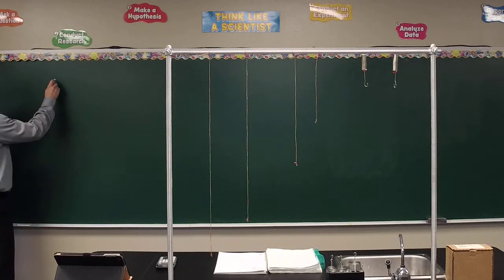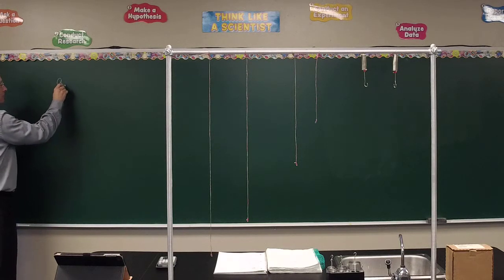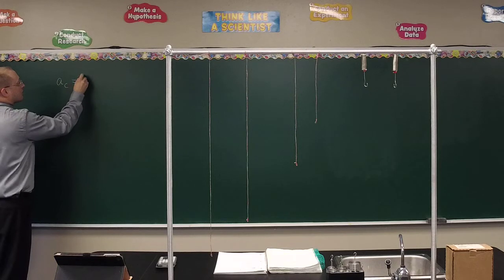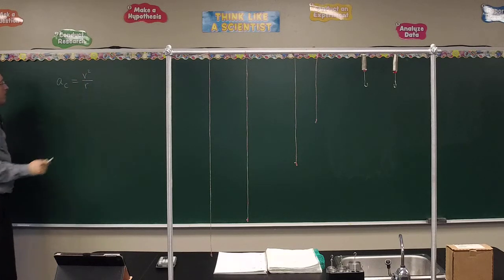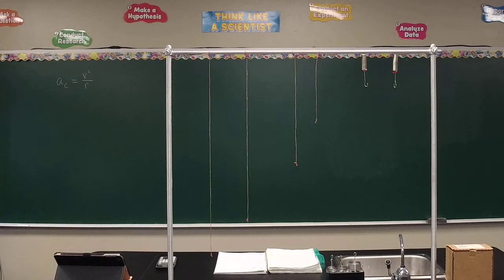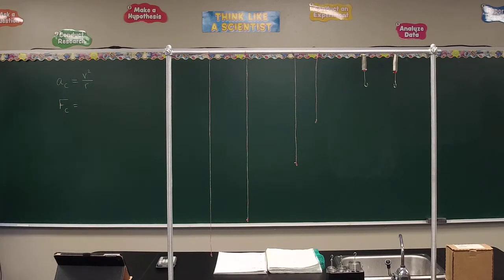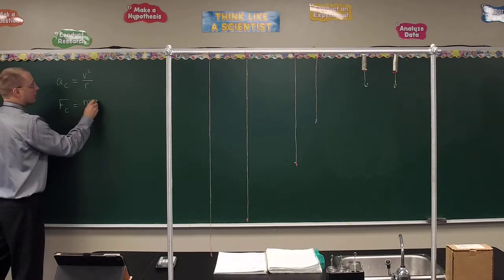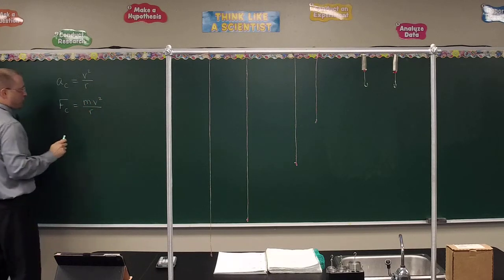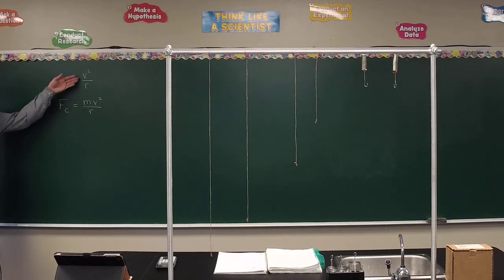Anyone? a sub c equals v squared over r. There we go. And in order for an object to accelerate, Newton says there has to be an outside force present. So to find centripetal force, that's the force that causes centripetal acceleration. What's the equation, class? m v squared over r. Since F equals ma, since this is a, v squared over r, ma is the force.